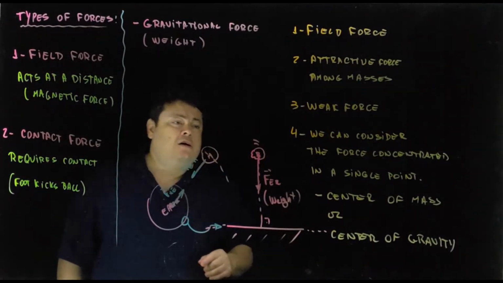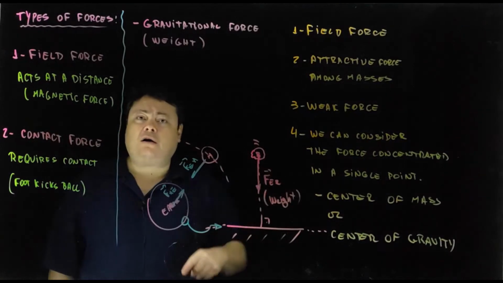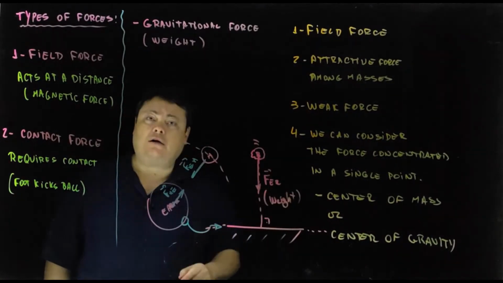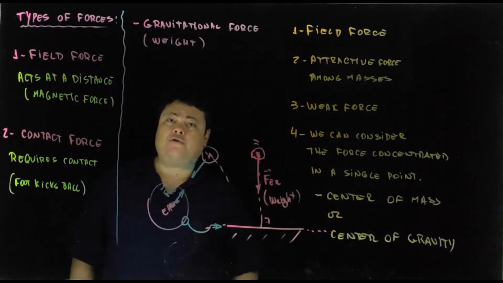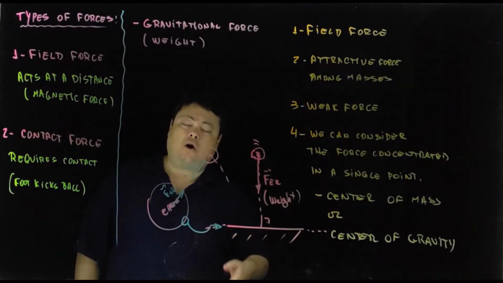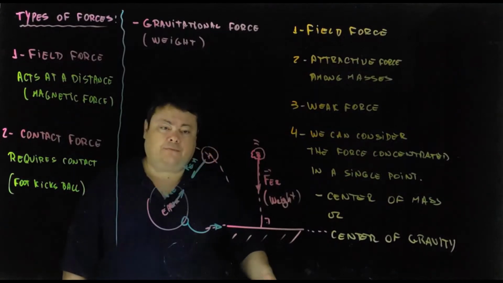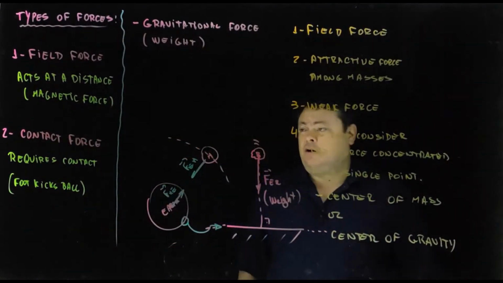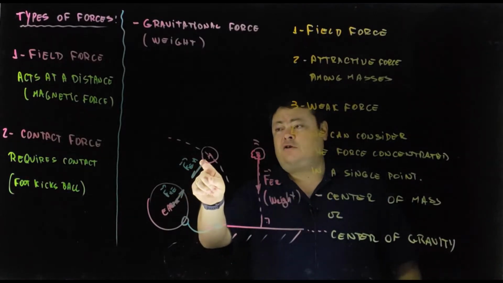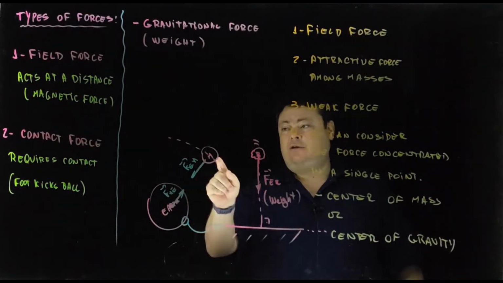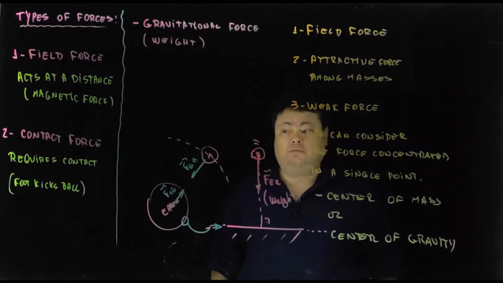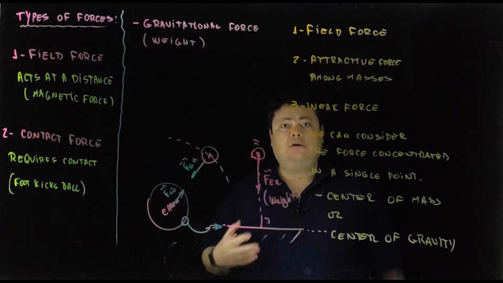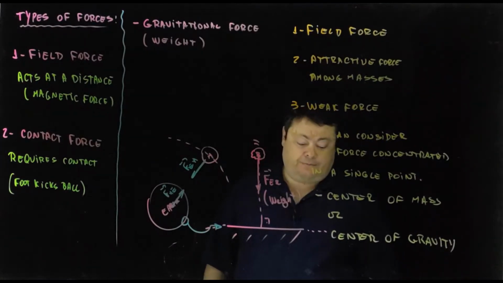Just to clarify, for the force of the earth on the rock, the agent is the earth and the object is the rock. But for the force of the rock on the earth, the agent is the rock and the object is the earth. When I talk about moon and earth, for the force of the earth on the moon, the agent is the earth, the object is the moon. Force of the moon on the earth, the agent is the moon, and the object is the earth.